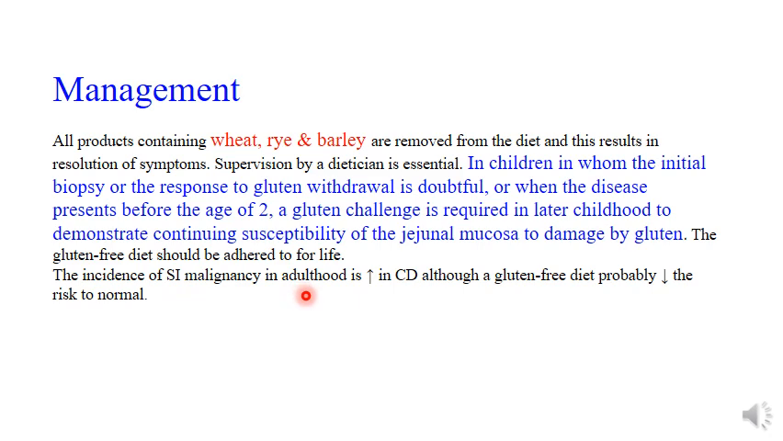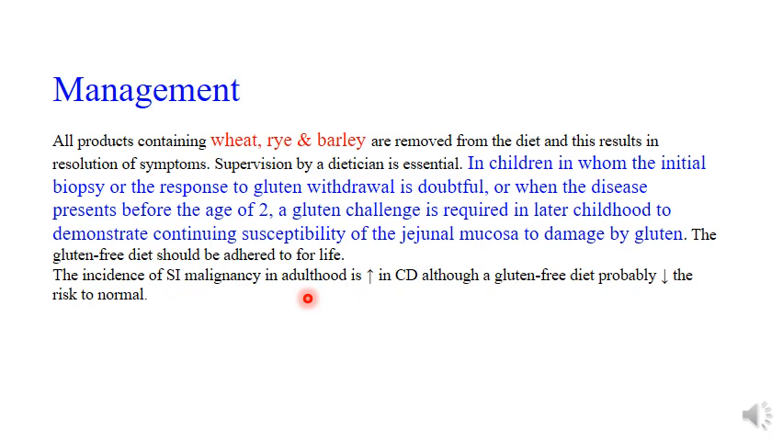How would you manage a child with celiac disease? All products containing wheat, rye, and barley are removed strictly from the diet, and this results in resolution of symptoms. So supervision by a dietitian is essential. In children in whom the initial biopsy or the response to gluten withdrawal is doubtful, or when the disease presents before the age of 2 years, a gluten challenge is required. Why? Because it may be a transient problem, so you have to be sure. Demonstrate continuing susceptibility of jejunal mucosa to damage by gluten, and the gluten-free diet should be adhered to for life.